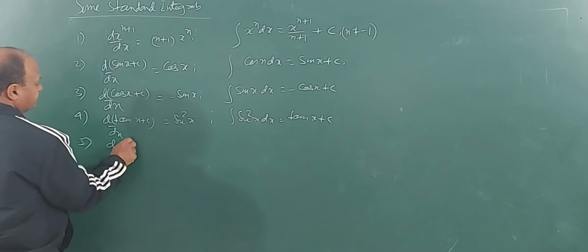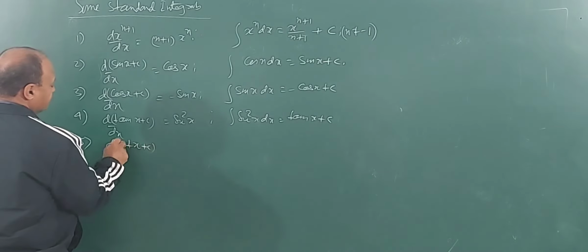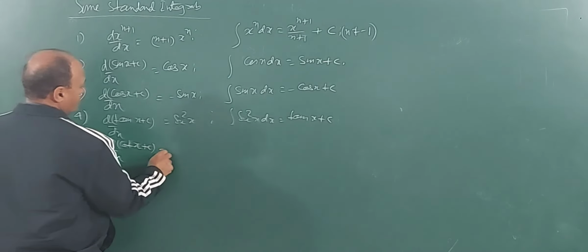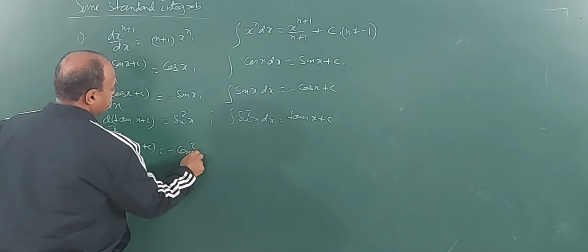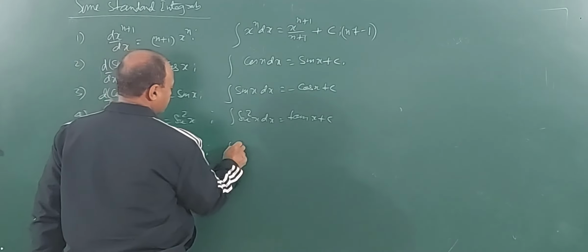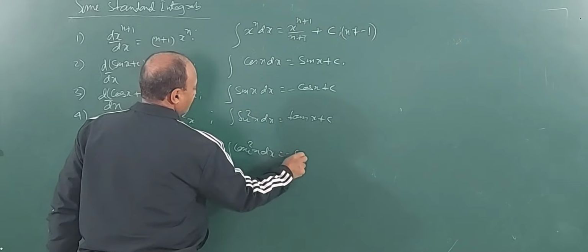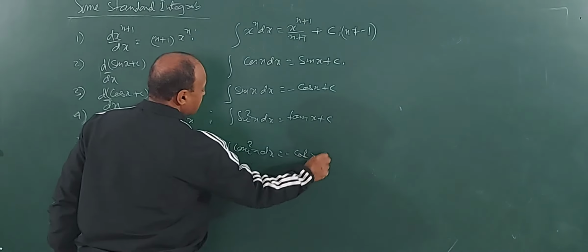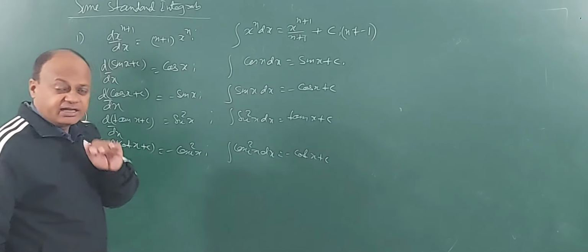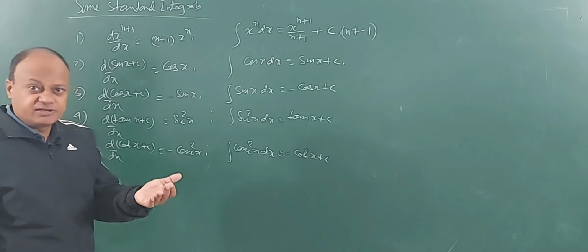Derivative of cot x plus c gives minus cosec square x. So, integration of cosec square x will be minus cot x plus c. In fact, we are just writing the standard antiderivatives which I have already done in the differentiation chapter.